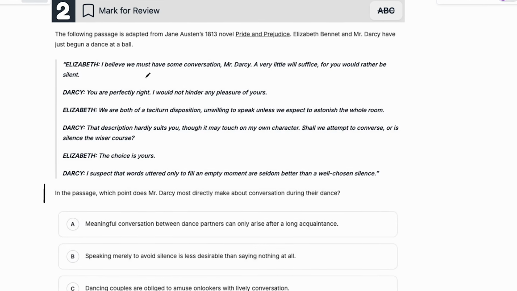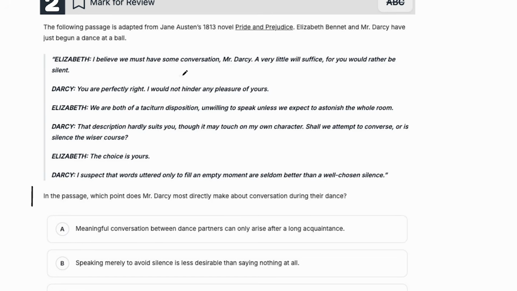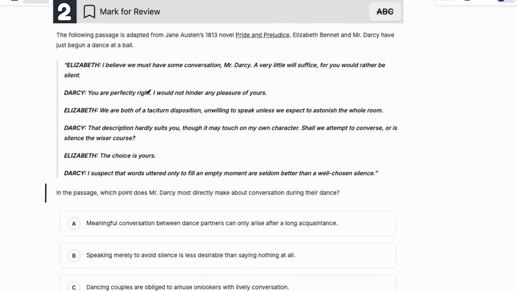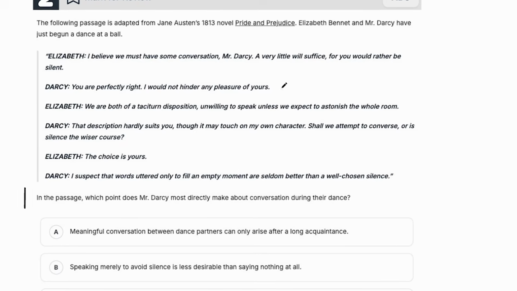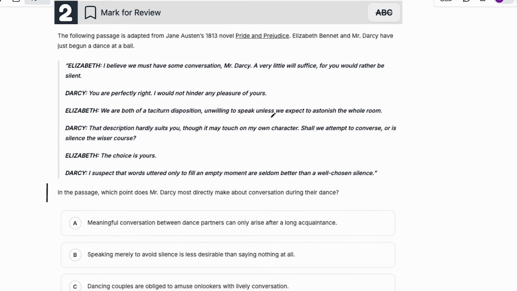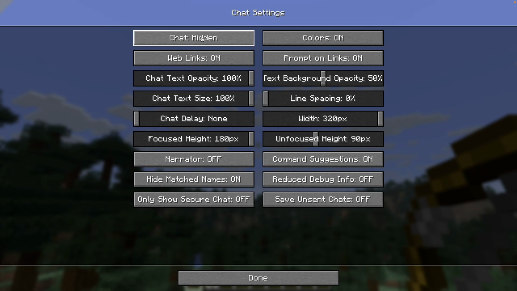"I believe you must have some conversation, Mr. Darcy. A very little will suffice for you to rather be silent." So she wants to basically riz him up. "You are perfectly right. I would not hinder any pleasure of yours." Okay, so he's accepting the riz. "We are both of taciturn disposition, unwilling to speak unless we expect to astonish the whole room." So these people do not like to talk.